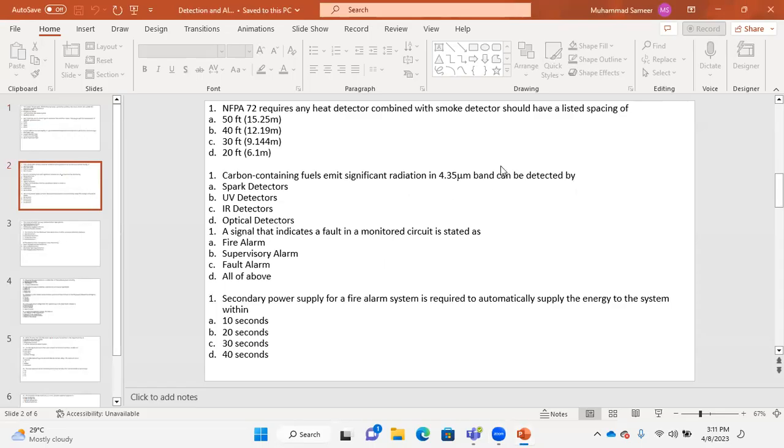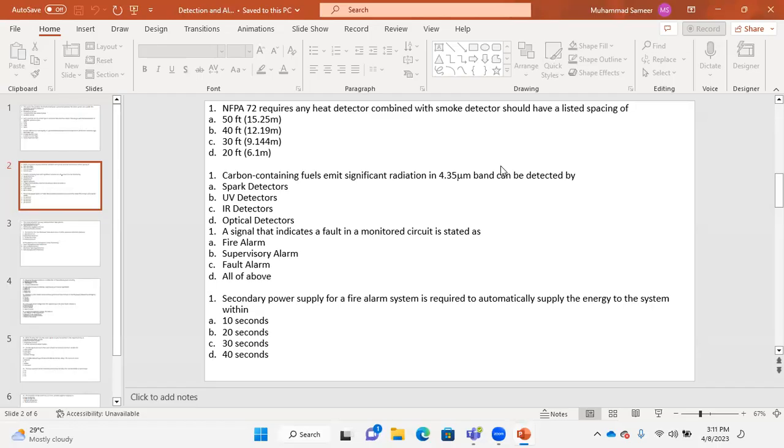NFPA 72 requires any heat detector combined with smoke detector should have a listed spacing of. Okay, we have an option A. Anyone else? Heat detector combined with smoke detector should have a listed spacing of 50 feet, that is 15.25 meters. Yes, exactly, it is 50 feet.